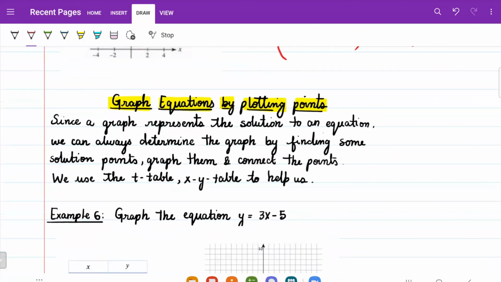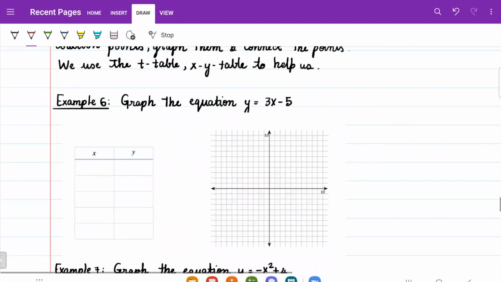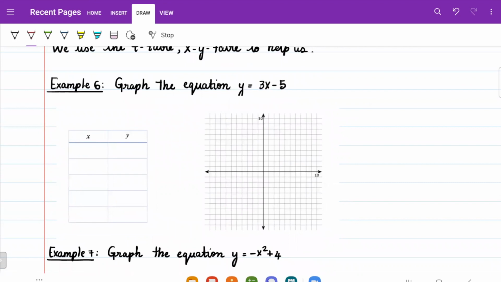Okay, so the next section here is graph equations by plotting points. Since a graph represents the solution of an equation, we can always determine the graph by finding some solution points, graph them, and connect the points. Here we use the t-table, an x and y table, to help us. So here we want to graph the equation y equals 3x minus 5.